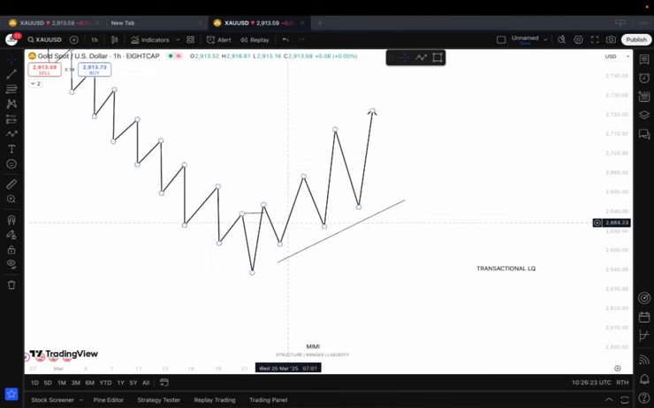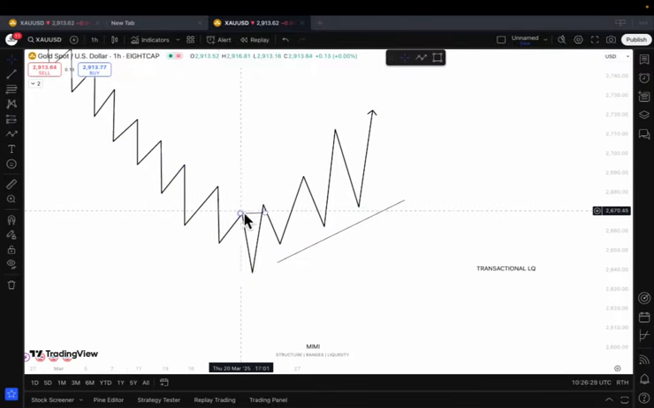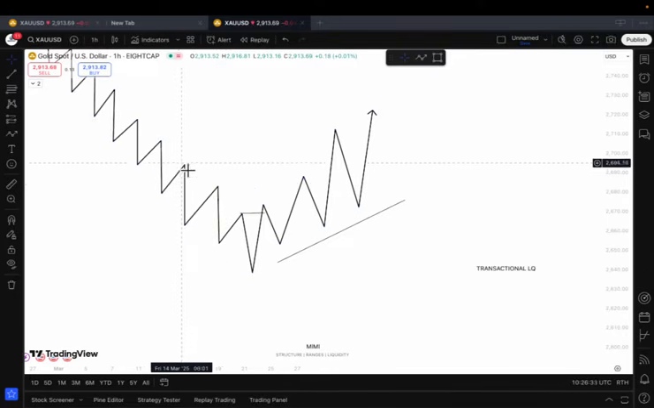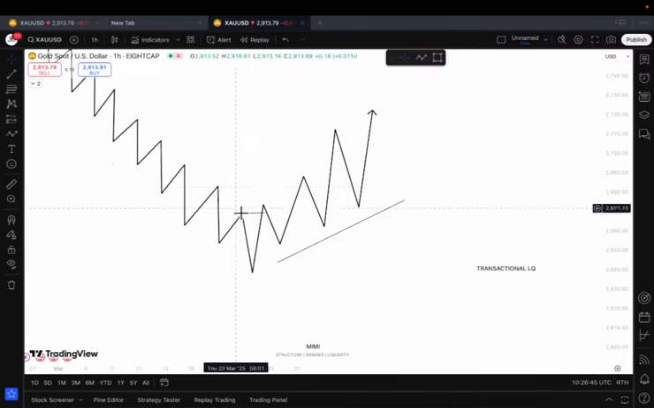And the process of price taking them out is called clearing of transactional liquidity. Once there is a change of character, every previous strong point turns to transactional liquidity and price has to clear them. So the process of clearing them is clearing of transactional liquidity. Now, the range and the transactional liquidity work hand in hand.